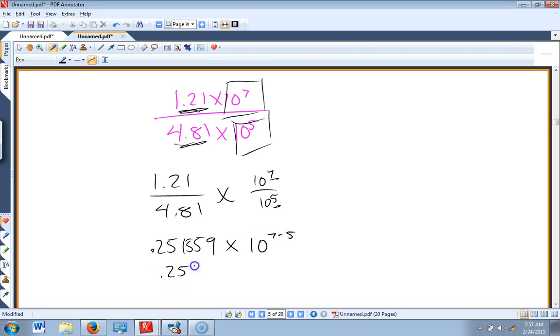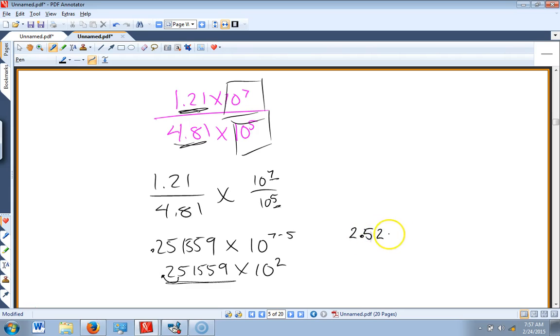I'm going to write this over. So 7 minus 5 gives us 2. So this is times 10 to the 2nd power. Now this isn't correct yet because this number has to be between 1 and 10. So we need to move our decimal point 1 this way. So what we're essentially doing is rewriting this as 2.5, and let's round this up to 2.52.